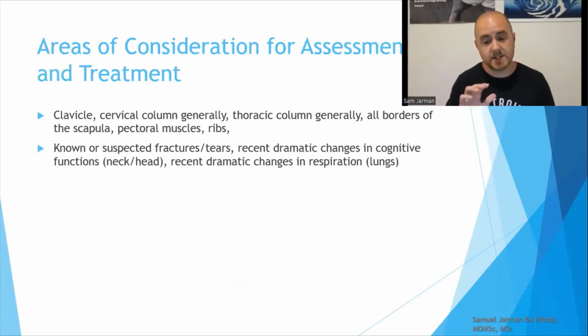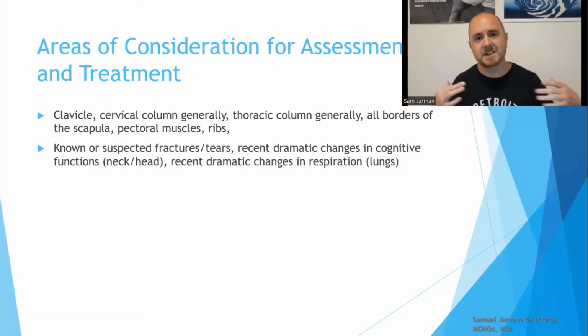So as far as areas of consideration for assessment and treatment, as we've already noted, and we will continue to note, within the shoulder region, you consider the clavicle, the cervical column, very generally speaking. So you're thinking about the levator scapula and the rhomboids in the cervical column. You're also thinking to some degree of the neurovascular bundle of the scalene muscles. You're going to think of the thoracic column, generally speaking, the trapezius and the rhomboids here. You're going to think of all borders of the scapula, so the medial border, the lateral border, which would give you access pretty quickly to teres major and the latissimus dorsi, and to some lesser degree, other rotator cuff muscles. You're going to think of the pectoral muscles, and you're going to think about the ribs. All of these things are going to be what you're checking.